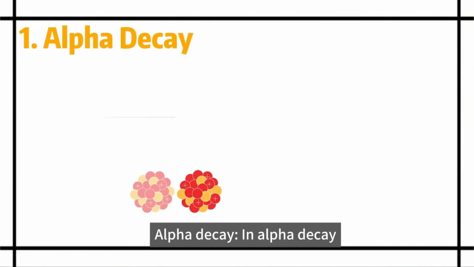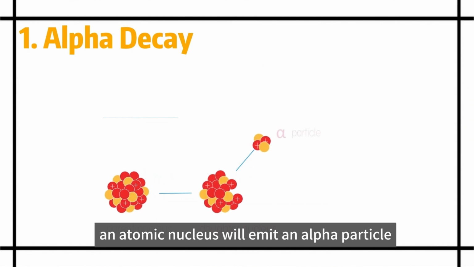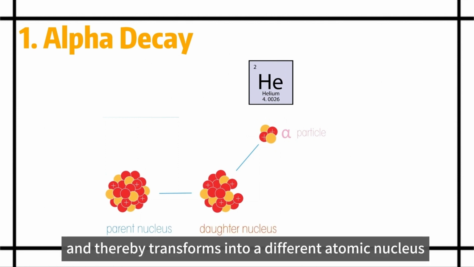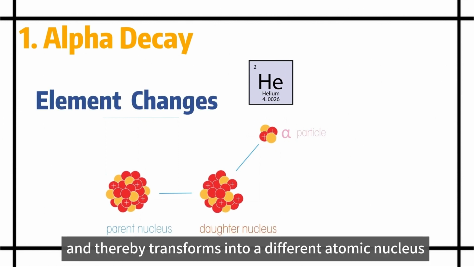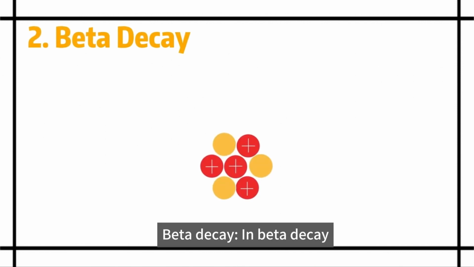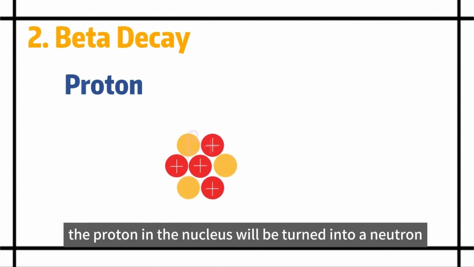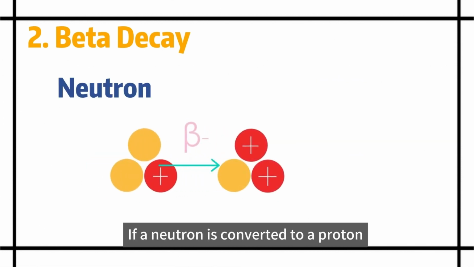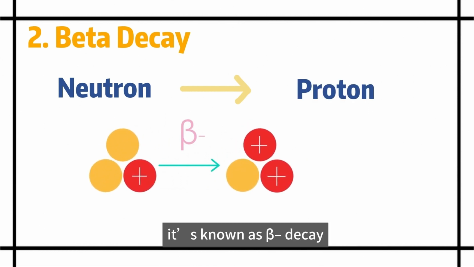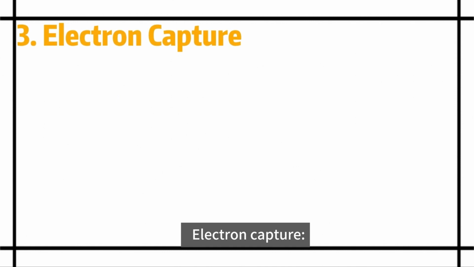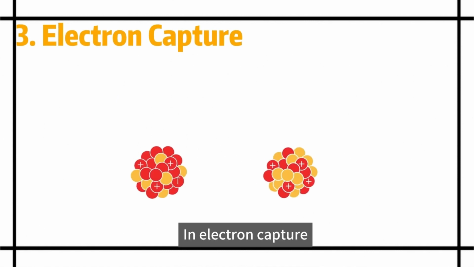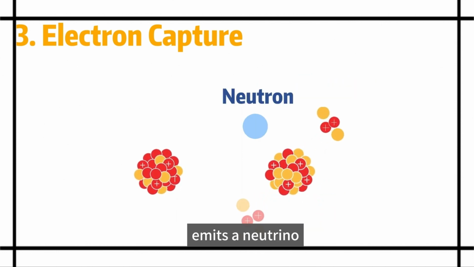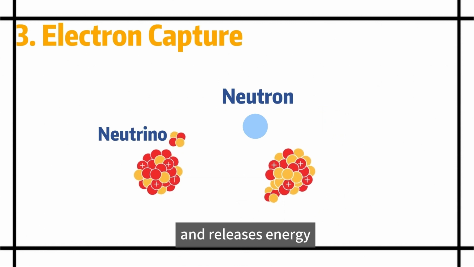Alpha decay. In alpha decay, an atomic nucleus will emit an alpha particle, which is a helium nucleus, and thereby transforms into a different atomic nucleus. Beta decay. In beta decay, the proton in the nucleus will be turned into a neutron, which is beta plus decay. If a neutron is converted to a proton, it's known as a beta minus decay. Electron capture. In electron capture, an electron will be captured by a proton. This creates a neutron, emits a neutrino, and releases energy.